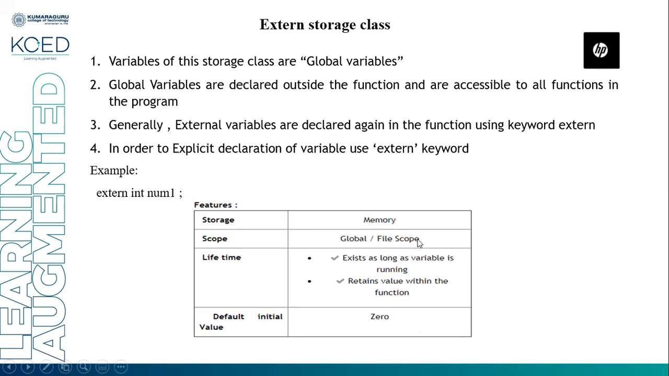The scope is the file: we store the variable in the file, and it will be stored in the file. Lifetime exists as long as the program is running. It retains the value within the function. The default initial value of the external storage class is 0.